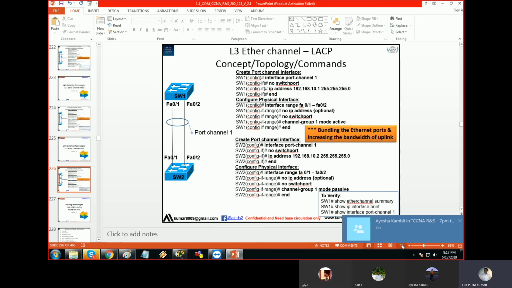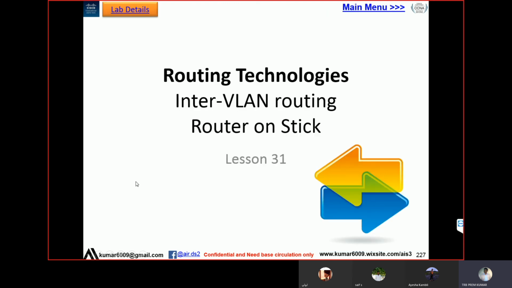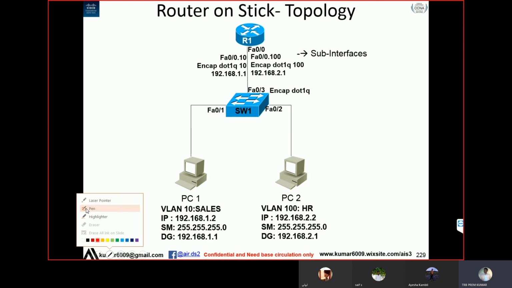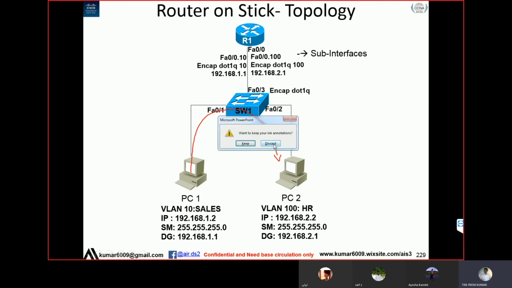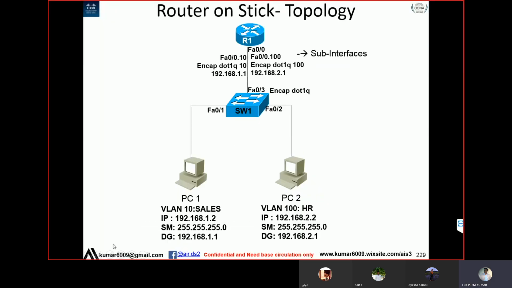Okay, our next topic is inter-VLAN routing. Inter-VLAN routing means I am going to create two VLANs, and by default, these two VLAN PCs cannot communicate, cannot ping each other. So everybody draw this diagram and just give yes, then I'll start the class. By default, PC1 to PC2 pinging is not possible. But if I want to ping from PC1 to PC2, then I need a router.